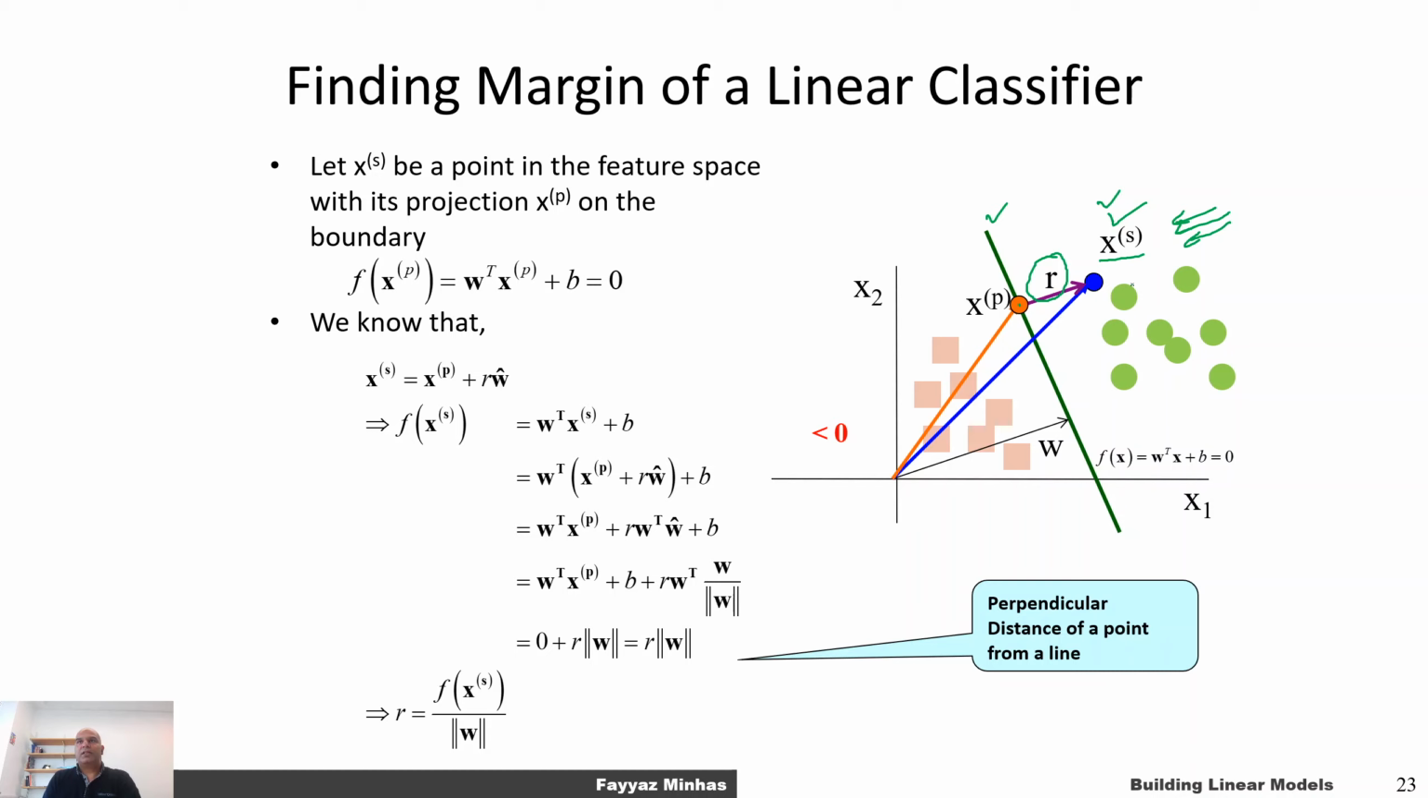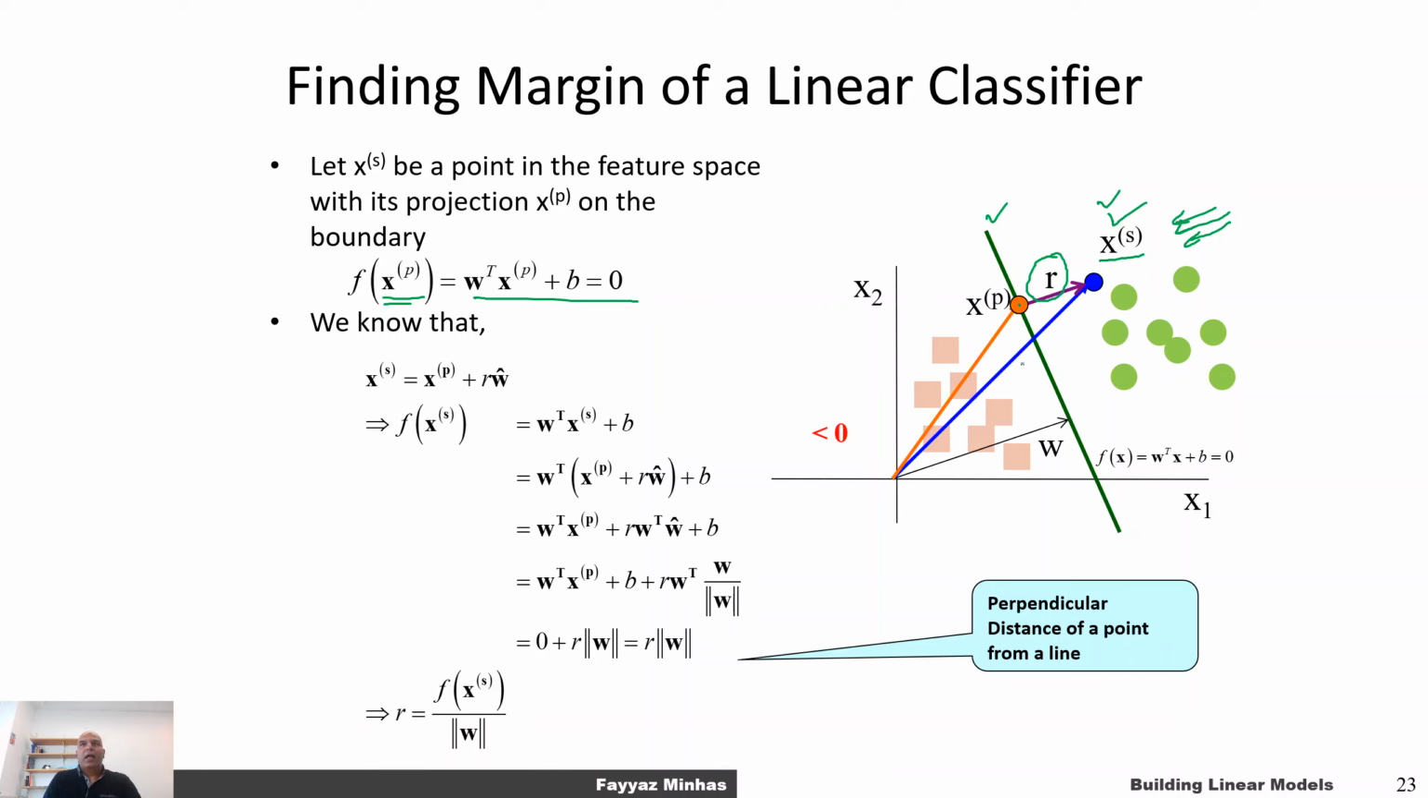Okay, because this point xs is not on the line itself, the discriminant value for this xs point is not going to be 0. But for the projection point xp, because that point is on the line itself, the value of f of x is equal to W transpose xp plus b, which is always going to be 0. Okay, we know that from our high school mathematics. Points on the line satisfy the equation of the line.